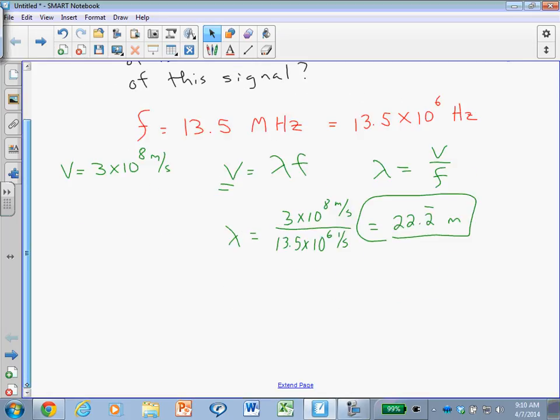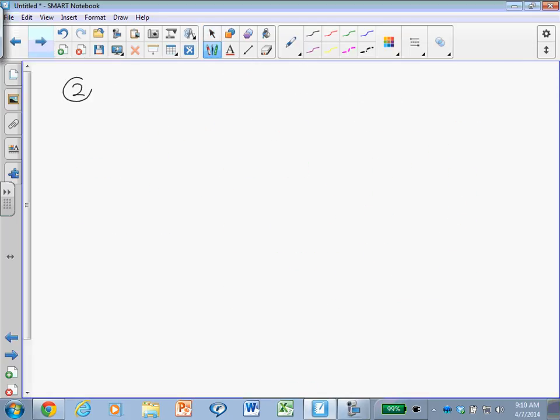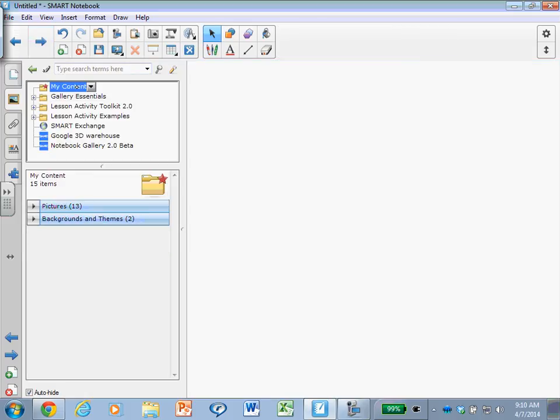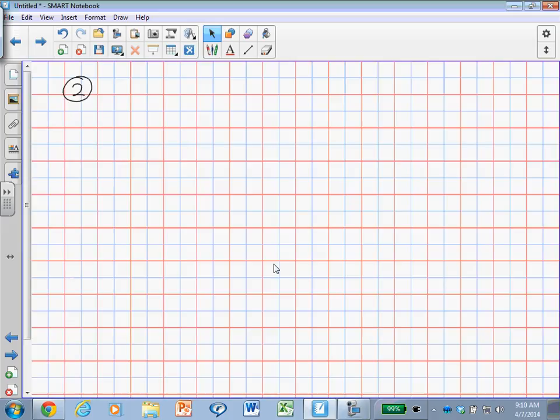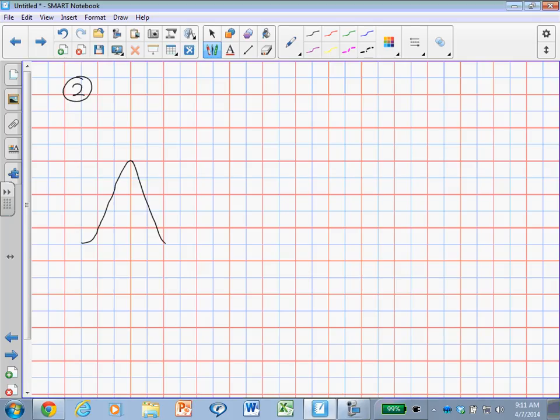Here's another one, number 2, about adding some waves together. Let's see, I'm going to get some grid action going here. Okay, hold on. Let me put points on there because it's getting too confusing.